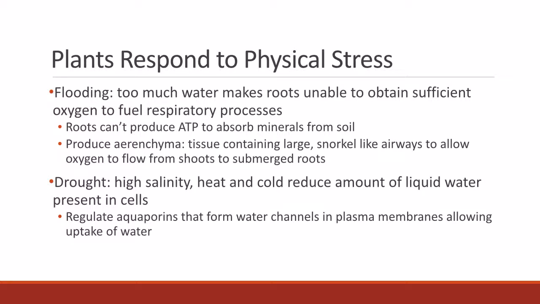Plants also produce parenchyma, which is a tissue containing a large airway that allows oxygen to flow from shoots to the submerged roots. When drought occurs, high salinity, heat, and cold reduce the amount of liquid water present in cells. Plants will regulate aquaporins that form water channels in plasma membranes, allowing for the uptake of water.